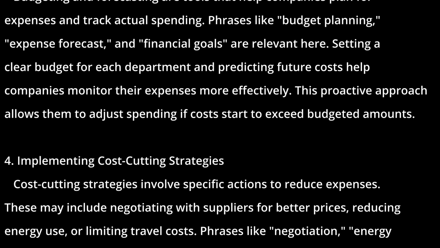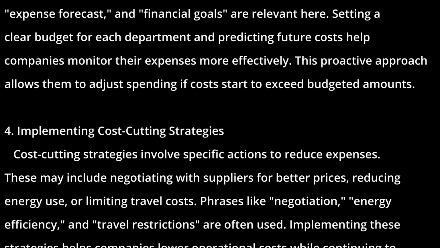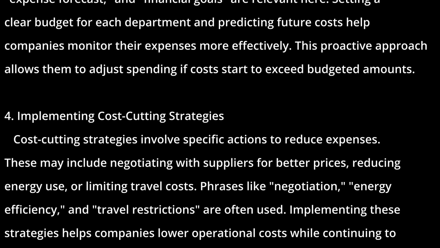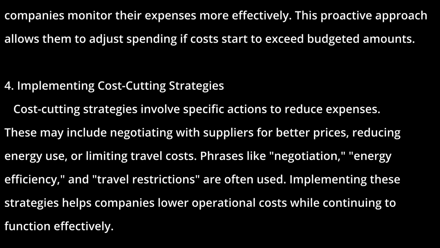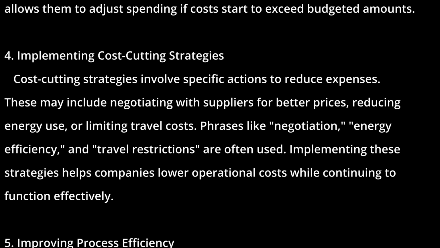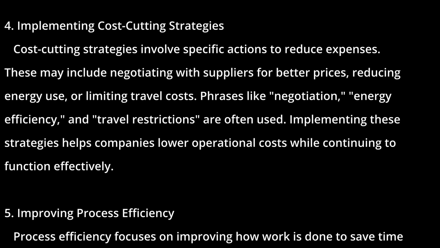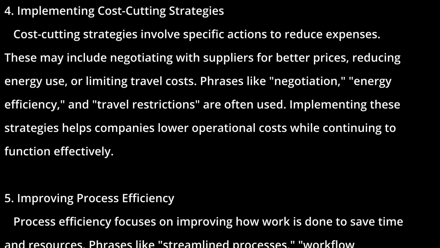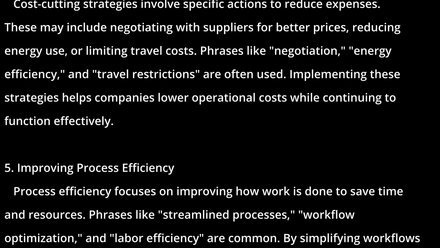4. Implementing cost-cutting strategies. Cost-cutting strategies involve specific actions to reduce expenses. These may include negotiating with suppliers for better prices, reducing energy use, or limiting travel costs. Phrases like negotiation, energy efficiency, and travel restrictions are often used. Implementing these strategies helps companies lower operational costs while continuing to function effectively.